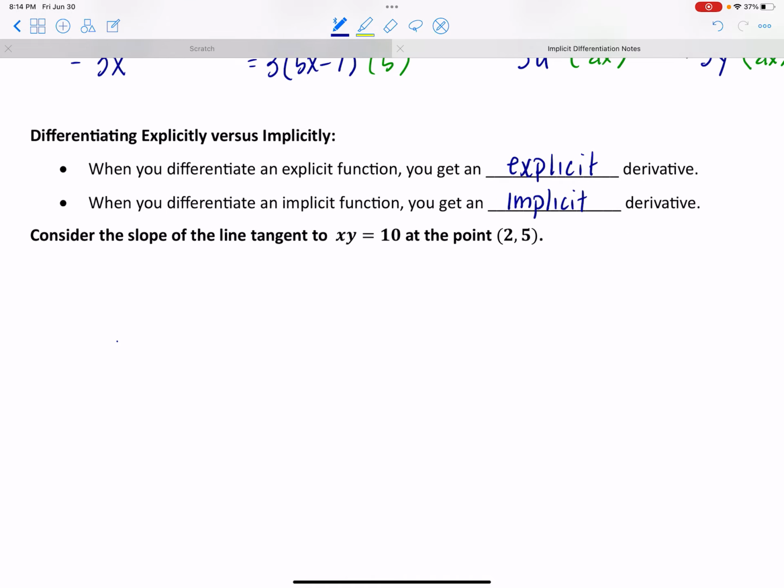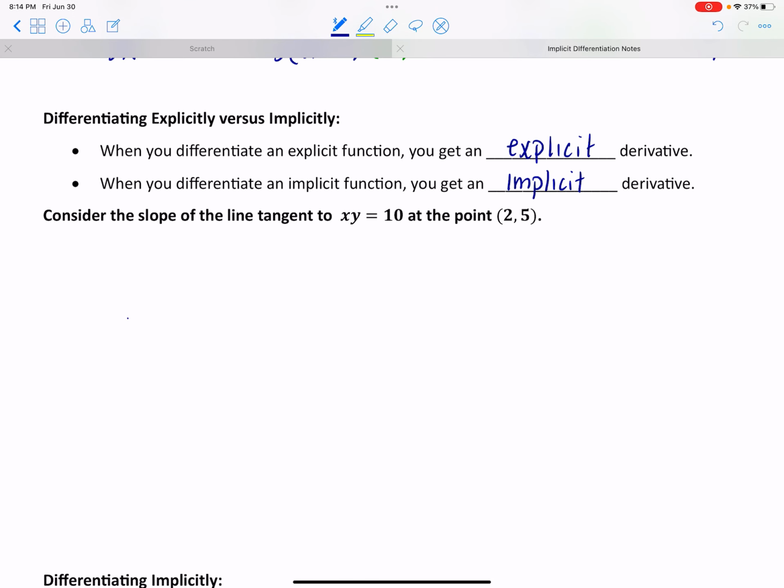Okay, so I want to show you a little preview of differentiating explicitly versus implicitly with this particular function, x times y equals 10, because that's an implicit function, but it's really easy to make it explicit. If I have xy equal to 10, I can easily just divide x over and call this y equals 10 divided by x. And then actually I can call this y equals 10x to the negative 1. So now instead of an implicit function, I have an explicit function, and I can differentiate this the way I normally would.